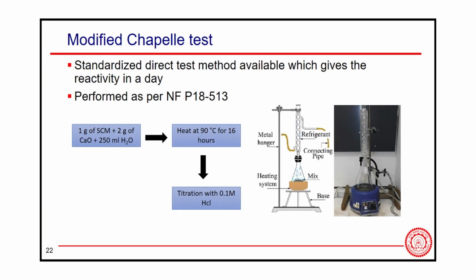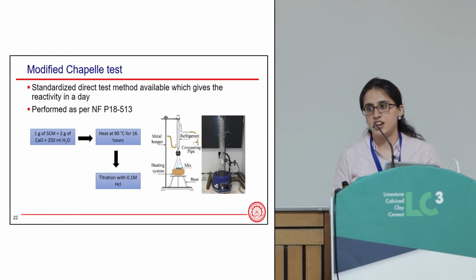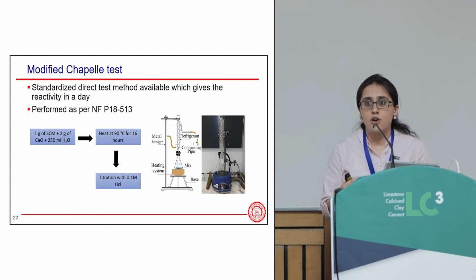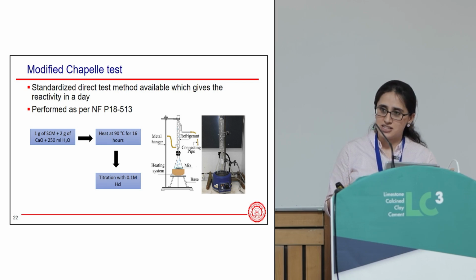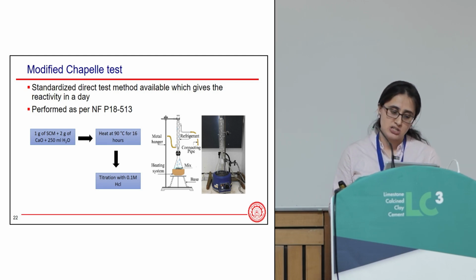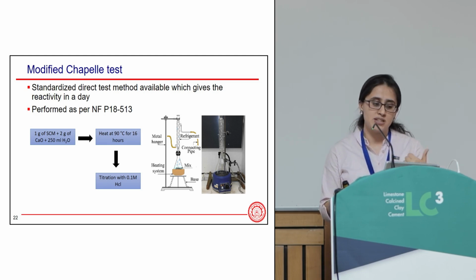The modified Chapel test is a heat test. It is a standardized test, part of the standard code. In the modified Chapel test, we assess the consumption of the calcium hydroxide in a diluted pH suspension. We take 1 gram of supplementary cementitious material, we take 2 grams of calcium hydroxide, and we place it in water.